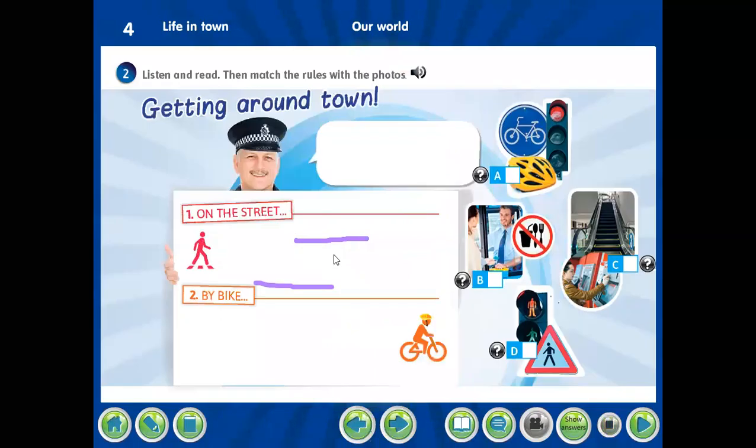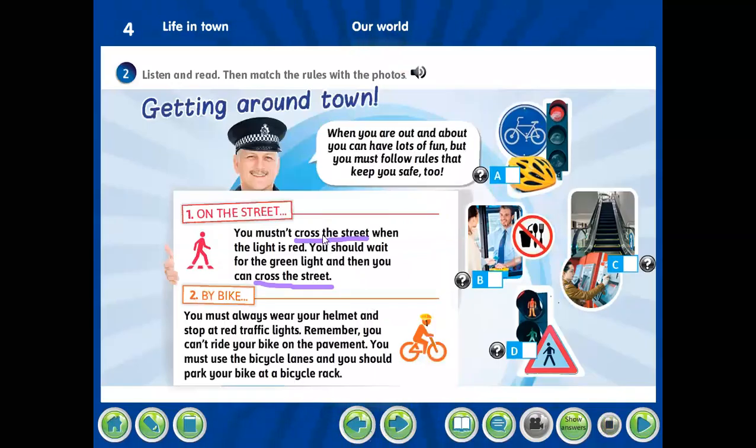Okay. Help me, please, to identify the vocabulary. Okay, go to anotar the same, go. And underline the vocabulary. Okay, Cristina, Daniela, Andres, help me underline the vocabulary.